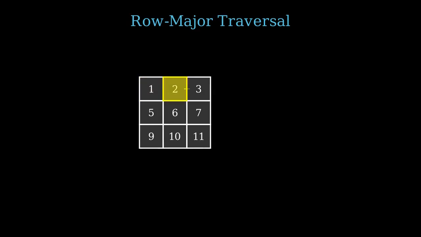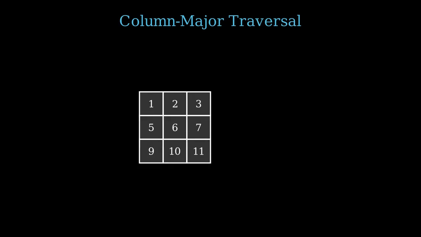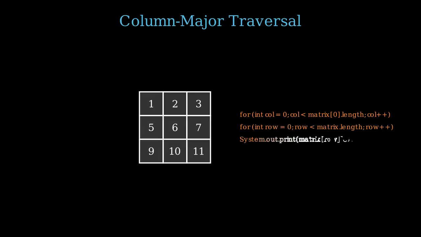Refer to the diagram of the 2D grid below. You'll see the data being read left to right, one row at a time from top to bottom. Now let's say we wanted to read the array column by column instead. That's called column major order. To do that, we switch the order of the loops. The outer loop goes through each column, and the inner loop goes through each row.